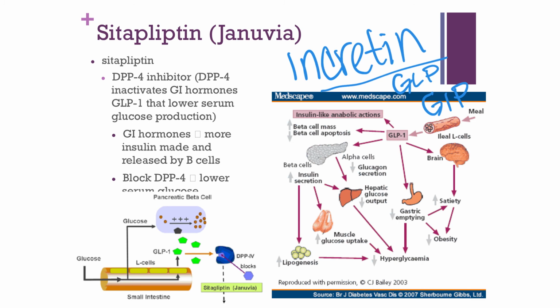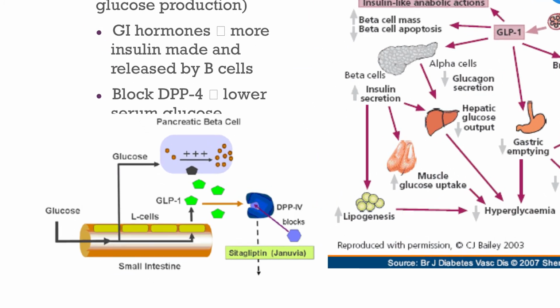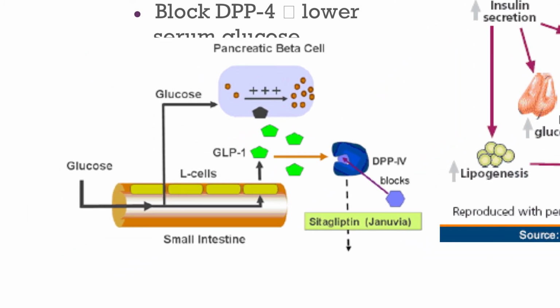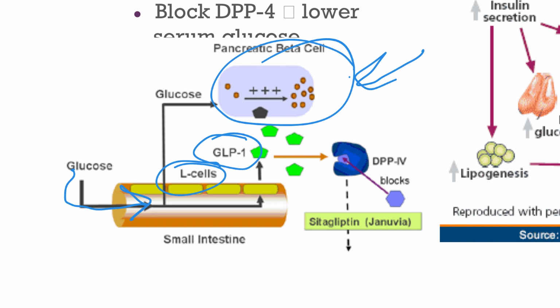So we can alter activity of these incretin hormones like GLP-1 by messing with their receptors, with their breakdown, or with their pathways. So what we're looking at here, this is a beta cell, and normally when you eat, that high level of glucose is sensed by cells in the small intestine called L cells, and those L cells make this incretin hormone, GLP-1. And when GLP-1 is around, it drives secretion of insulin. So that's what GLP-1 does.